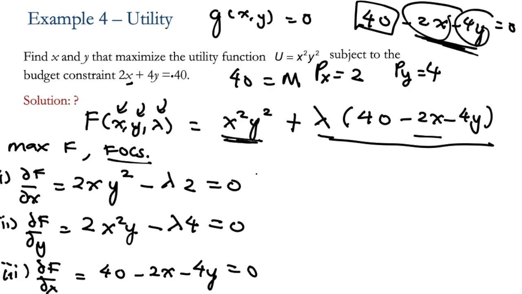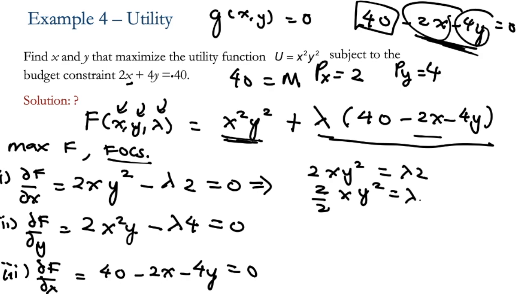Now, equation 1 here, we can simplify it further by having this 2xy squared equal to lambda 2, isn't it? Simplify it further, 2 over 2 xy squared equal to lambda, isn't it? Then it gives us lambda equivalent to xy squared. So we call this one equation 4.